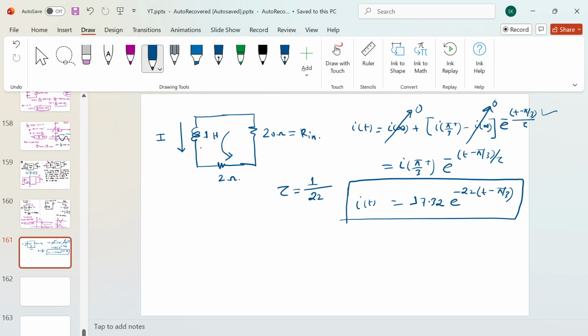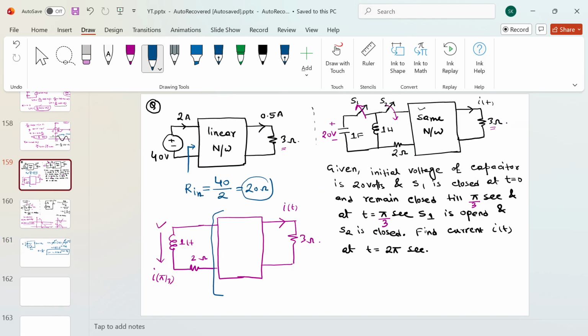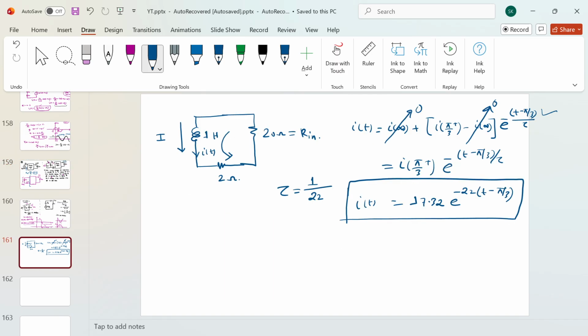Now, I know this particular current I of t, but in the question it is asked to calculate this current. So let me name it IL of t, otherwise it will be complex to understand. So the inductor current IL of t is given. So what I know, so this was my circuit, 3 ohm. I need to find out this current. I know this current IL of t.